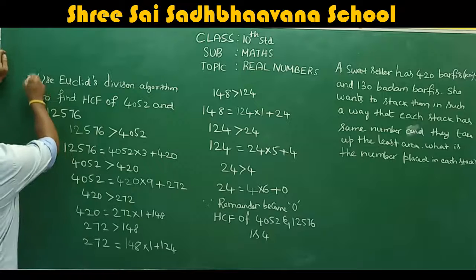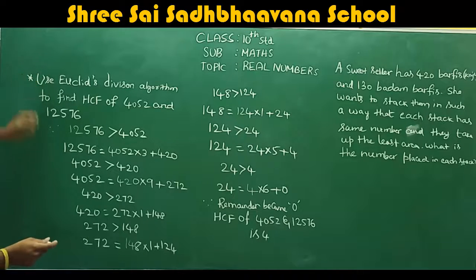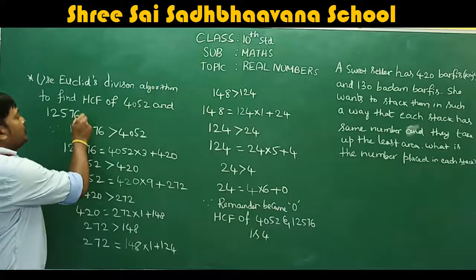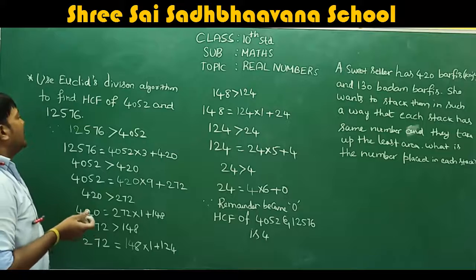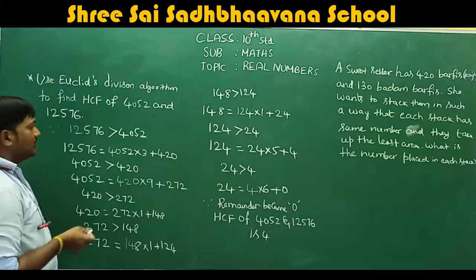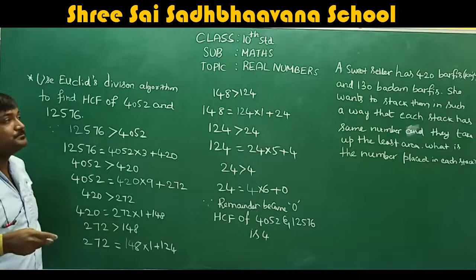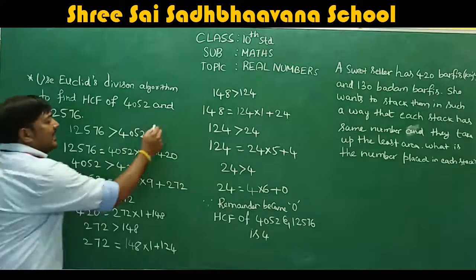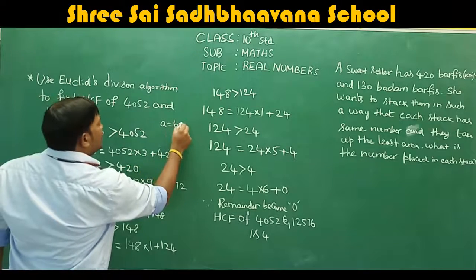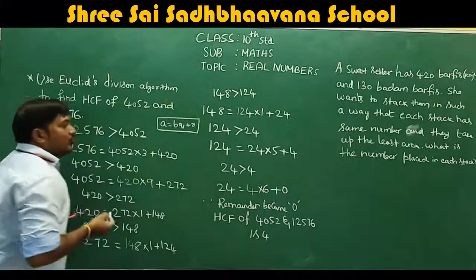Use Euclid's division algorithm to find the HCF of 4052 and 12576. As we discussed in the last class, what is Euclid's division algorithm? It is A equal to BQ plus R. Okay, A equal to BQ plus R.